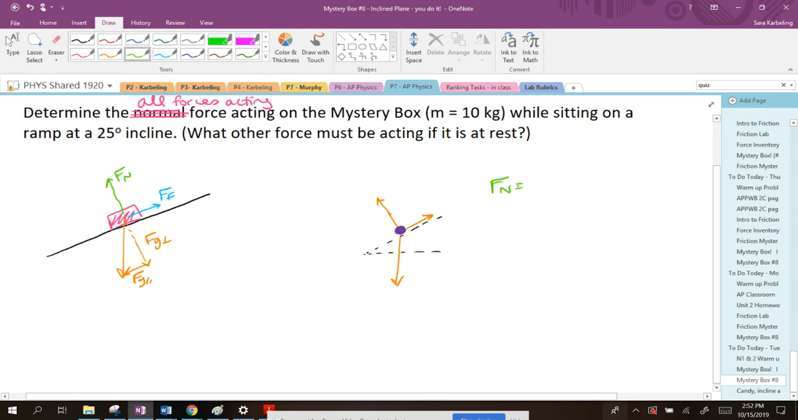So FN was 88.8 newtons. Confidence helps, right? FF 41.4 newtons. Confidence, okay. And FG 98 newtons. We're okay? Awesome. All right.